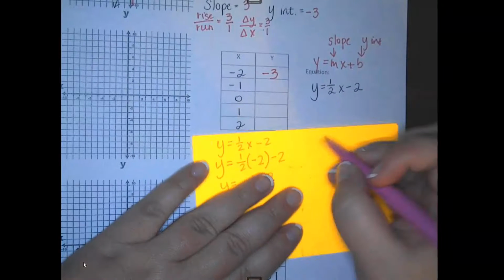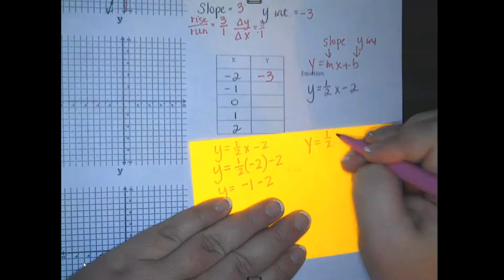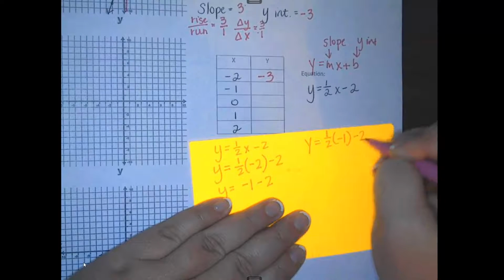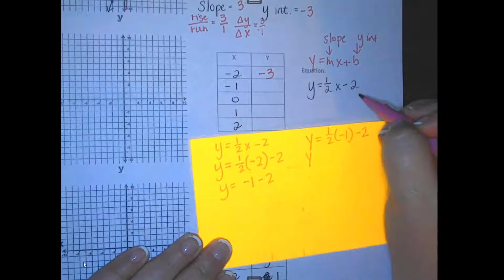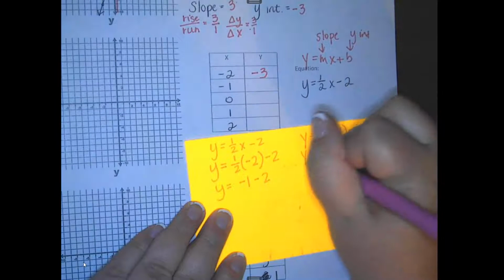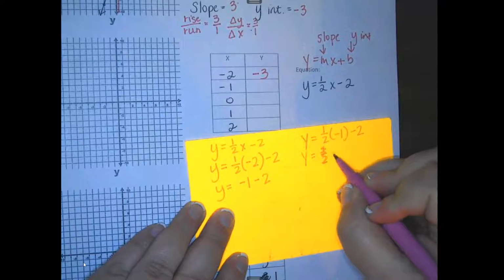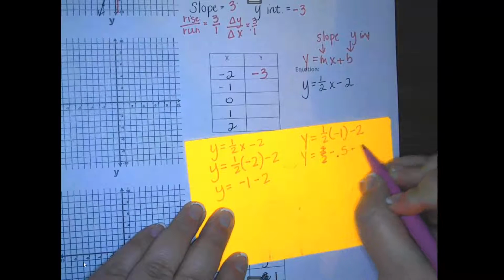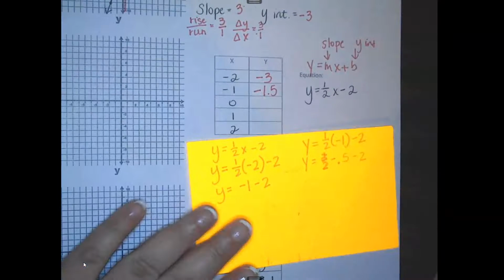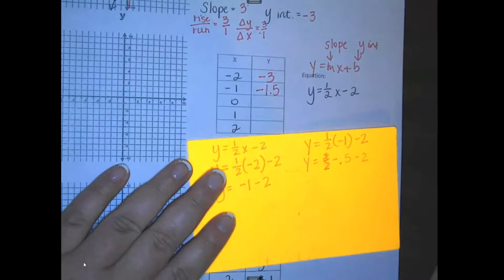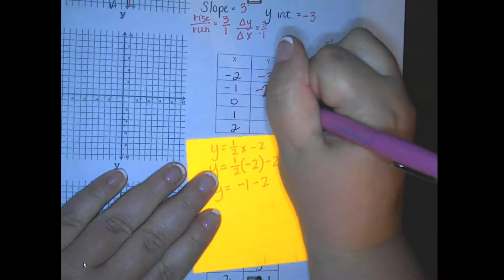Okay, plug it in again. y equals 1/2. Now my x is -1 minus 2. I'm getting that 1/2 from my equation. I'm getting that -2 from my equation. I'm just replacing that x. Oops, sorry. Half of -1 is -0.5 minus 2, which is -1.5. Oh, not negative 1.5. Sorry, negative 2.5.